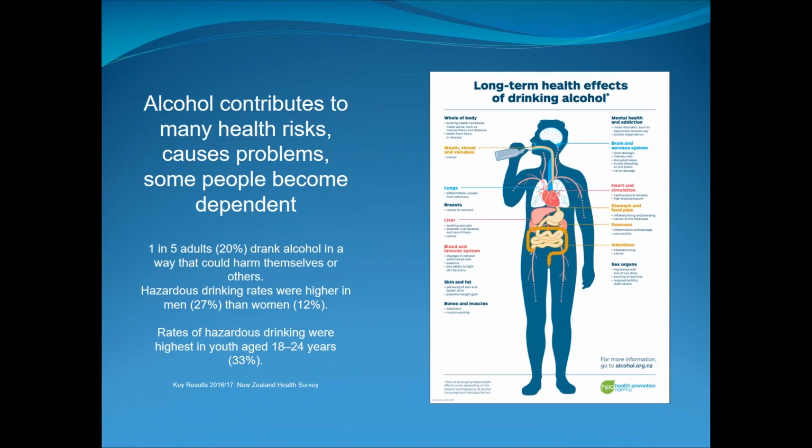We know from the New Zealand Health Survey, which is a year old now, that 20% of us drink in ways that could harm ourselves, higher in men than women, and much higher in young people, as we would know from our everyday experience. We also know there are lots of long-term health effects from drinking alcohol. There's a little chart here from the Health Promotion Agency, which you can find easily on the HPA website. It shows all the different places in the body where alcohol may impact negatively on a person's health.